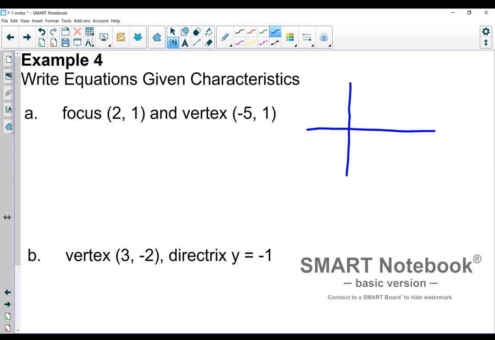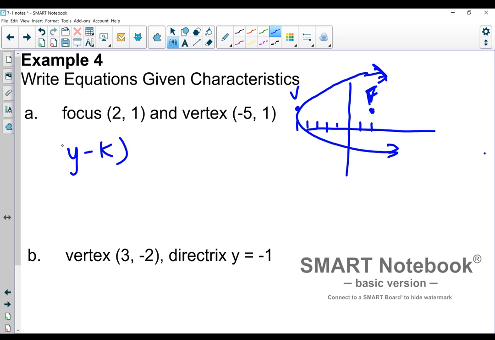So my focus is at (2, 1), and my vertex is at (-5, 1). So if my vertex is here, oh, sorry, other way around. Vertex is here, focus is here. It always opens in the direction of my focus. So I know it's going to go like that. So that gives me some important information. If it opens to the right, I know it's going to be something like (y minus k) squared equals 4p times (x minus h).